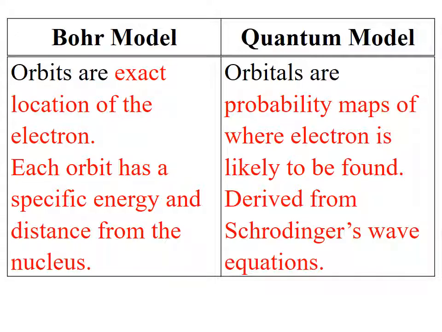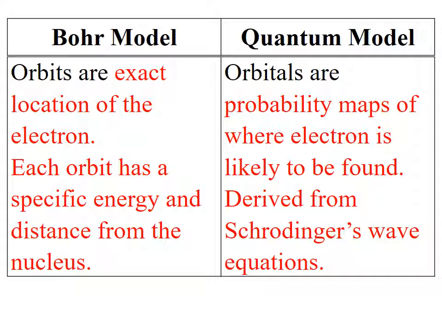So this is another one of those strange things about the way electrons behave. They sometimes behave like particles. They sometimes behave like waves. We can't know exactly where they are and how fast they're going at the same time. All we can know is where they're likely to be found, the probability of finding the electron, not its exact location. The orbitals themselves are derived from Schrödinger's wave equations.